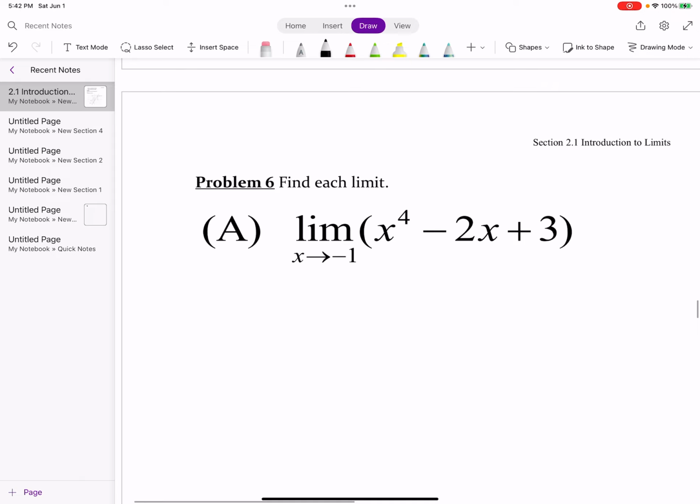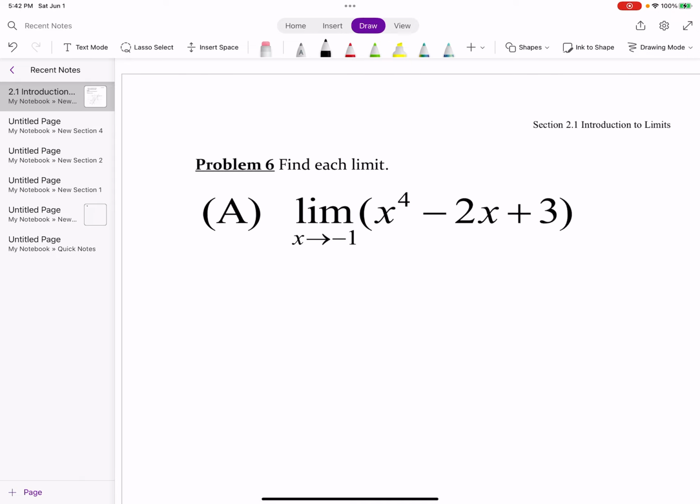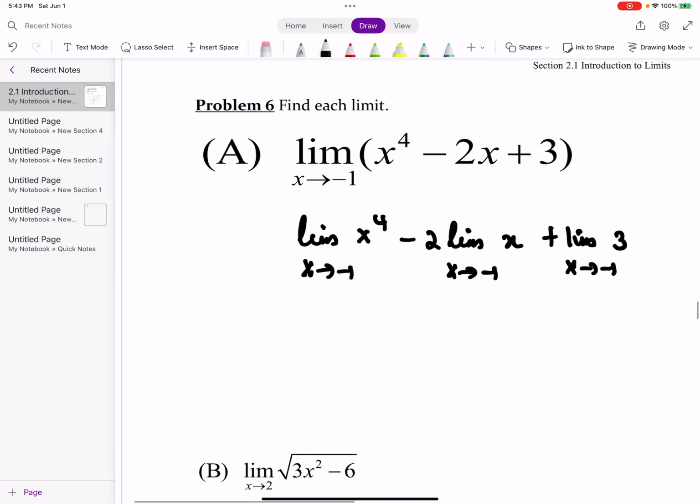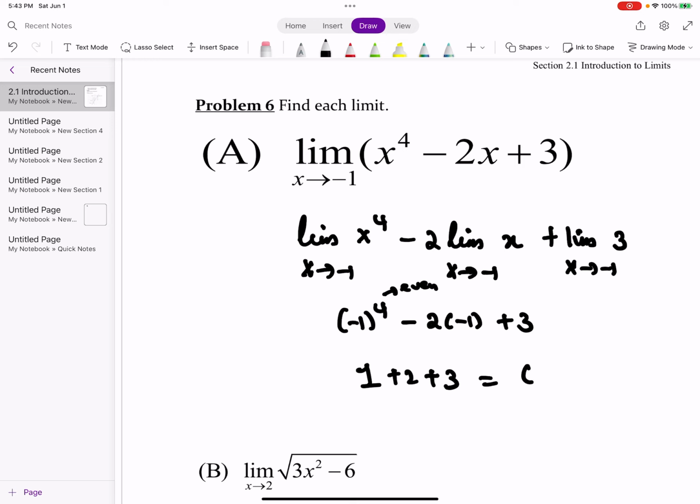All right. The same thing you can do for this one, applying the limit of x approaches -1 on x to the fourth minus 2 times the limit of x approaches -1 of x plus the limit of x approaches -1 of 3. This one is -1 to the fourth minus 2 times -1 plus 3, because the last term is a constant. It is 1 because this is even, you know. So this is plus 2 plus 3. 1 plus 2 is 3. 3 plus 3 is 6.